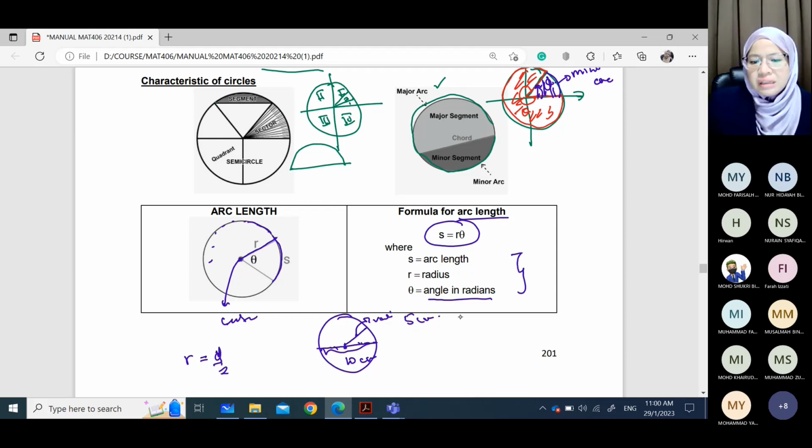So ini sangat penting, jangan pula kita ambil angle dari dalam degree. Tak nak, dia nak dalam radian. Okay? Jelas ya? Ada soalan tak?